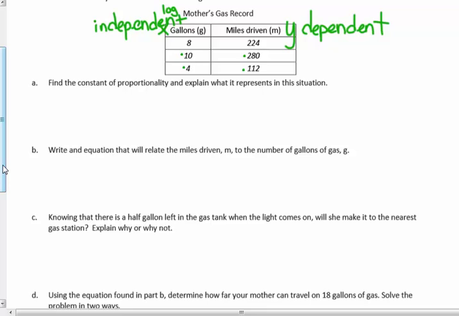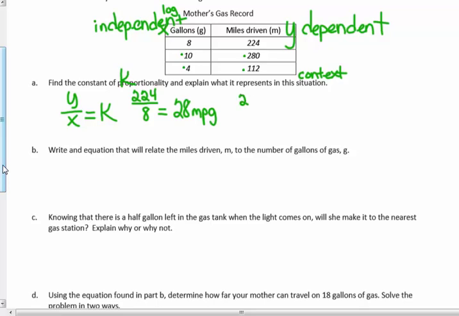So find the constant of proportionality. Well, we know to do that, you have to do y over x to equal k. They want you to find k. Find k and explain what it represents in this situation. It could have said in this context, meaning in this little story about mom and the gas in the car. So y divided by x, got to do it every time. When mom went 224 miles, she had 8 gallons of gas. So 224 divided by 8, that's 28 miles per gallon. That's the rate, the constant of proportionality.